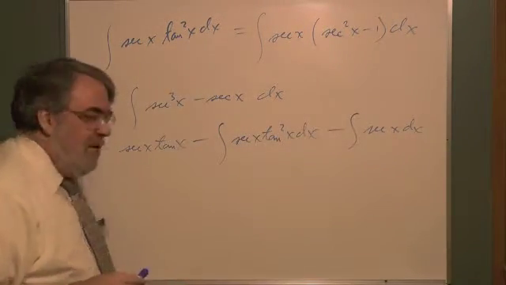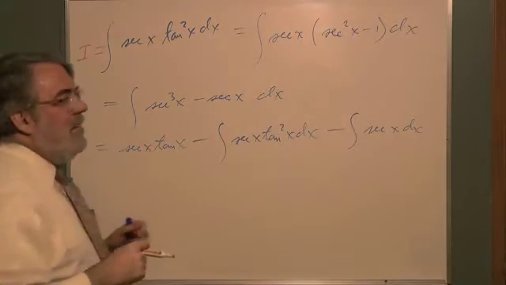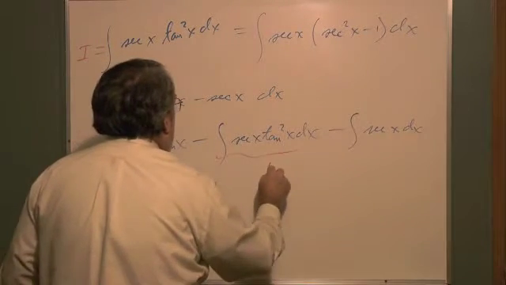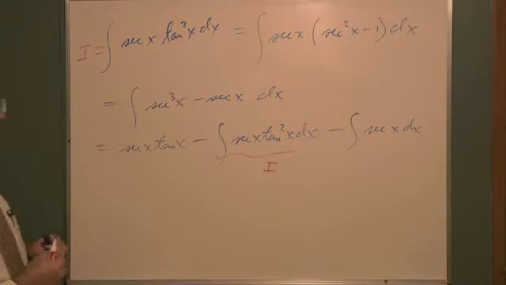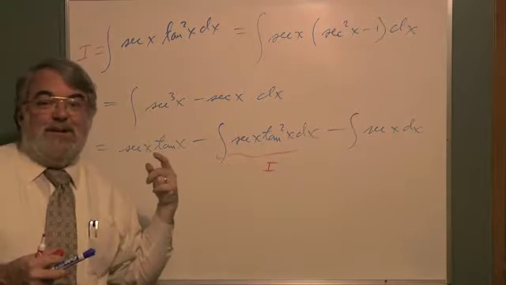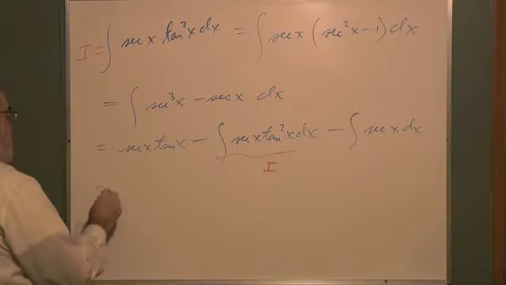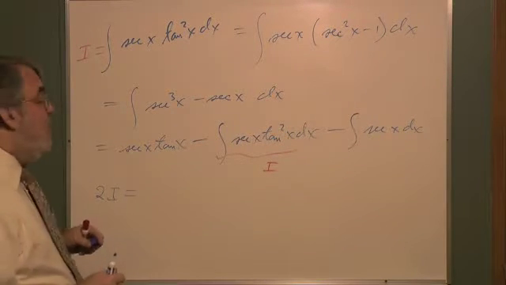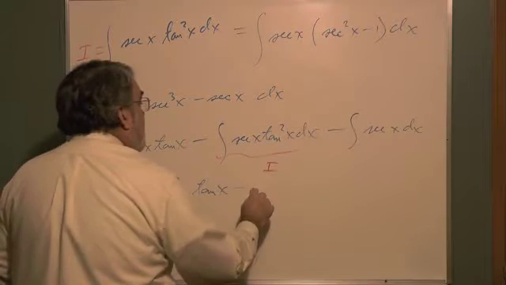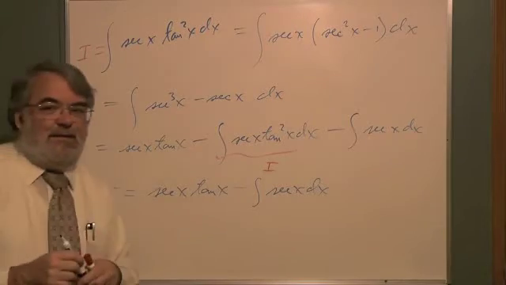So let's do something kind of nice here. This is my original problem. I'm going to call that I for integral. And look, here is I here. Now I've got I on both sides. The nice thing is that this is a minus I. So if I add this integral over here, I have 2 times I, 2 times my original problem, which will equal what's left over, which is secant x tangent x minus the integral of secant x dx. So kind of a nice turn of events here.